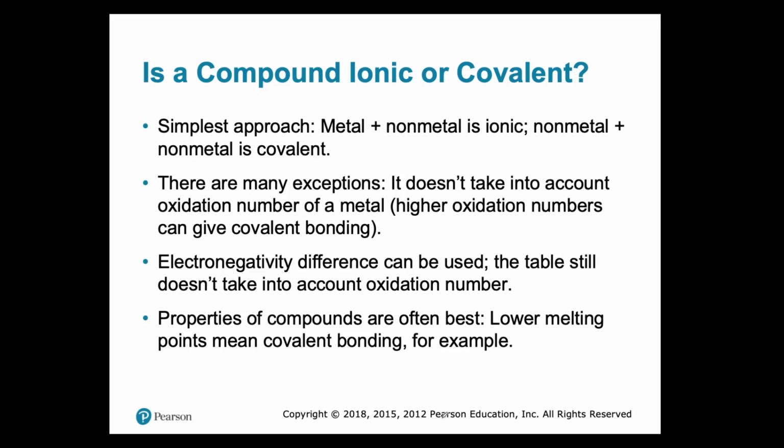Okay. And then properties of compounds are often the best indicator. A lower melting point means covalent bonding, for example. So think about this. Water has a very low melting point, 0 degrees Celsius. But remember what I said about sodium's melting point? What was it? Yes, exactly, it's going to be over 300. Sodium chloride is like 800 degrees Celsius. Much higher melting point. Does that make sense?